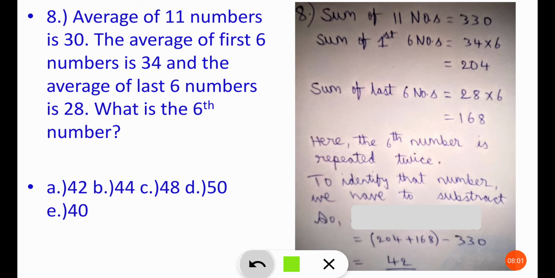Here the 6th number is repeated twice. So in order to identify this 6th number, we have to deduct from big value to small value. That's what we'll do. When a number is repeated twice, we have to subtract to get that actual number. So to identify that number, what we have to subtract? 204 plus 168 minus 330. 204 plus 168 minus 330, that gives 42. Option A is the right answer.